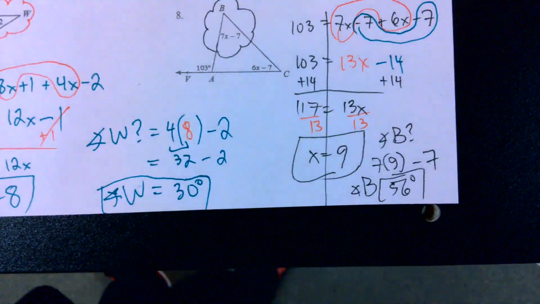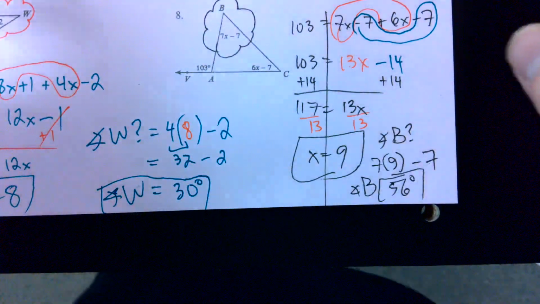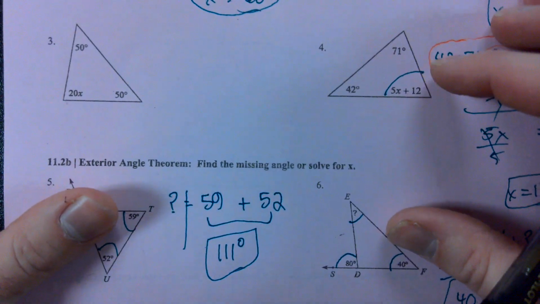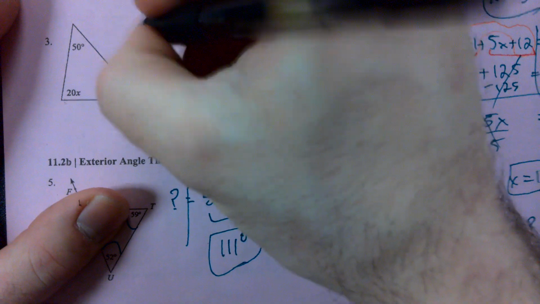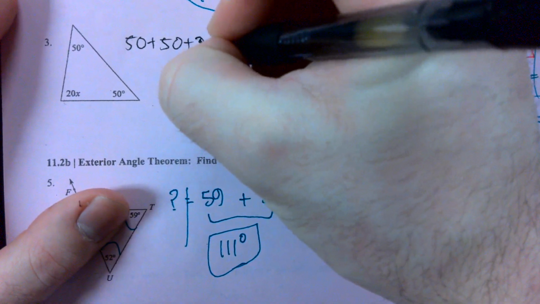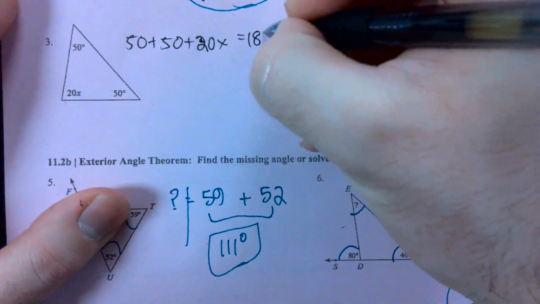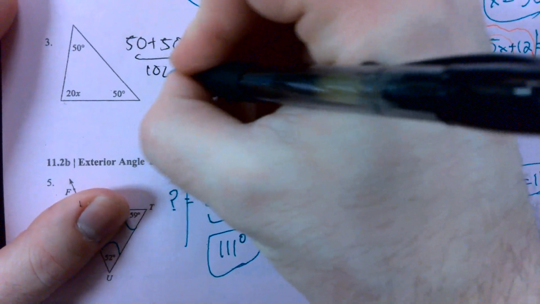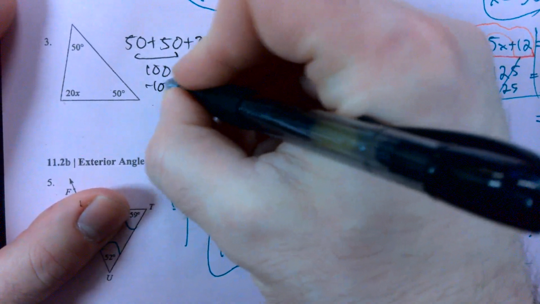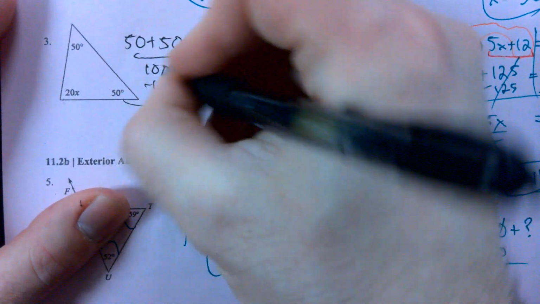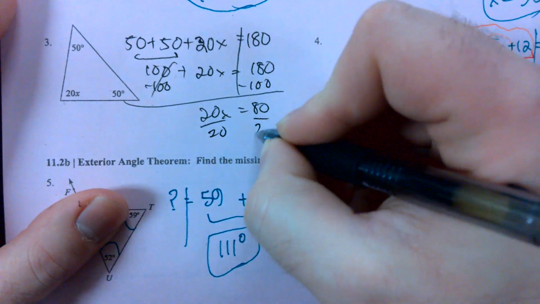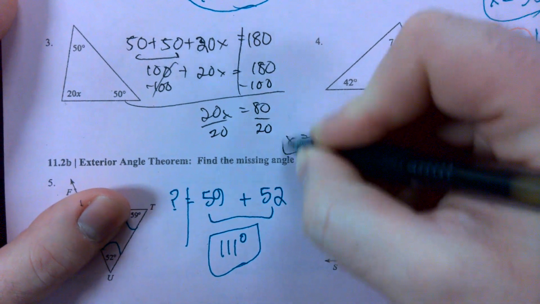Final questions on the front. We might as well go over real quick number 3 just because we have time and it's the only one we didn't do. But again, triangle sum theorem, we add all 3 angles together, set them equal to 180. So we get 100 plus 20x equals 180. We'll subtract 100 from both sides to give us 80, and divide both sides by 20 to get 4.